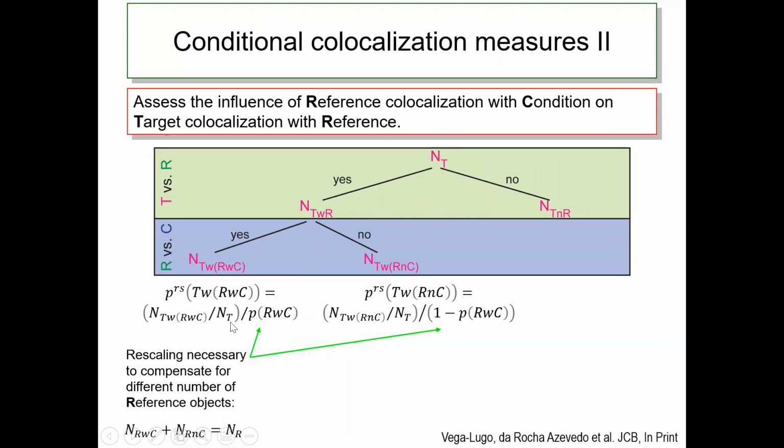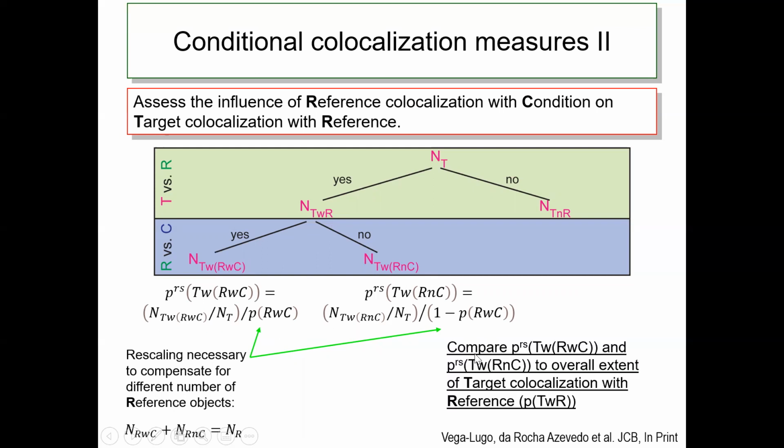You probably noticed these look a little more complicated than the measures on the previous slide. That's because we have to compensate for the fact that there are different numbers of reference objects in the total versus with condition versus not with condition. But this rescaling shown here takes care of this and allows us to compare these measures again to the overall probability of target to colocalize with reference to then assess the effect of condition on reference for target-reference colocalization.